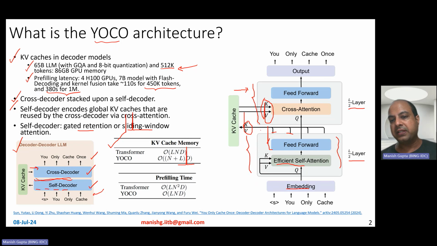So what this typically means is that you end up with O of L into D as your overall KV cache memory size. However, there is an interesting part here. Since you also have to maintain this global KV cache, what you need to do is compute the key values for all the N positions at the last layer, right? So therefore, this N into D term comes here. Basically, for the last layer, you still need to store the keys and values, those embeddings, for all of the positions together.